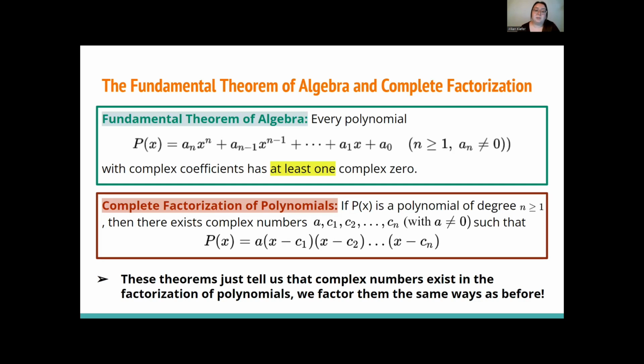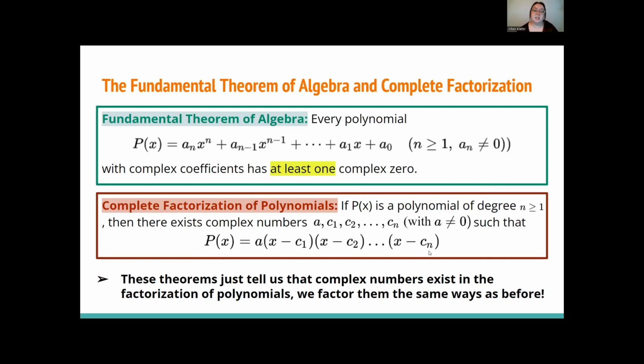So then we have complete factorization of polynomials. This is something that we're going to use quite a few times. If p of x is a polynomial with degree of n greater than or equal to 1, then there exists some complex numbers a, c sub 1, c sub 2, all the way up to c sub n, with a not being equal to 0, such that your polynomial is equal to a times x minus c sub 1 times x minus c sub 2, all the way until you get to x minus c sub n.